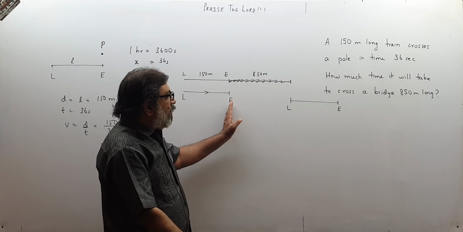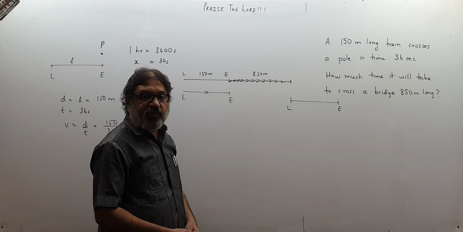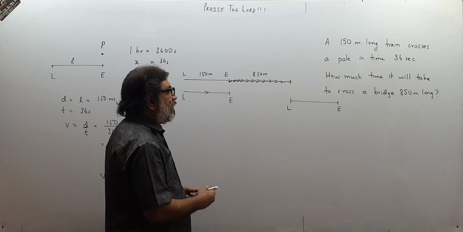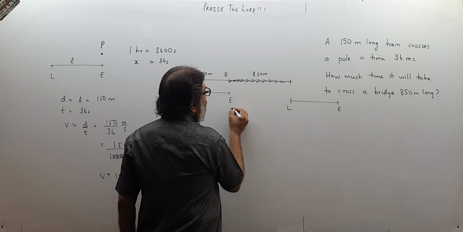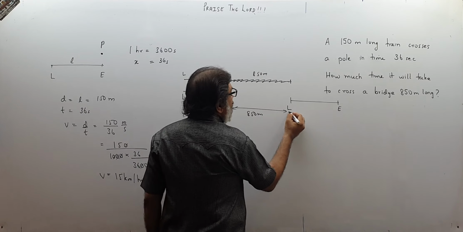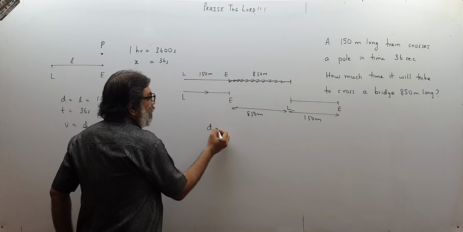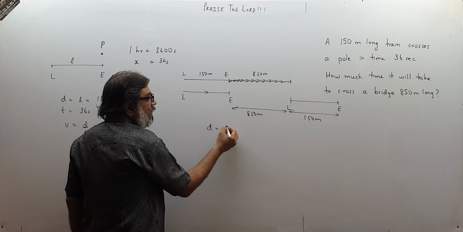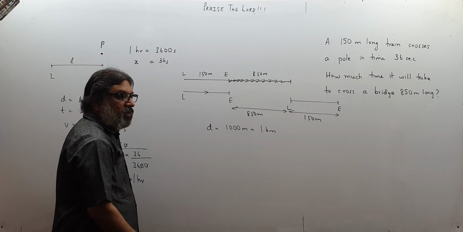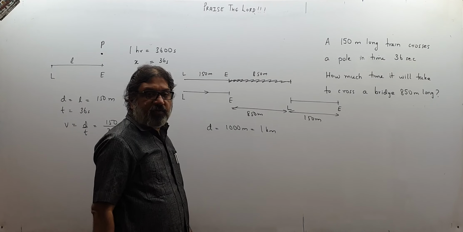So the engine from this point has to reach this point. Then we say that the bridge has been crossed. So the engine has to go from here to here. That means, how much distance does it have to travel? See, here to here is the length of the bridge, that is 850 meters. And this is the length of the train, how much? 150 meters. So the total distance covered by the engine is how much? 850 plus 150, that is 1000 meters, and that is 1 kilometer. So the train will have to travel a distance of 1 kilometer to cross the bridge.